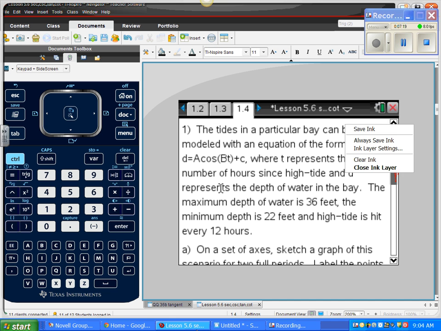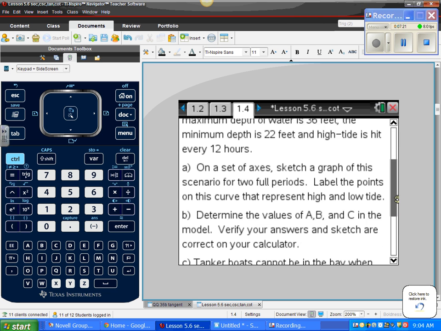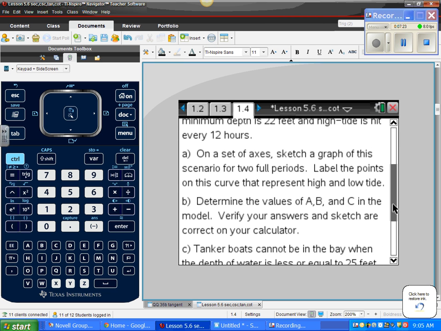On a set of axes, we are going to sketch the graph of the scenario for 2 full periods. We're going to verify, 2 full periods. We're going to label the points on the curve that represent high tide and low tide. So we want 2 full periods, right? So I know 1 period is what? 12. So how many am I going to have to go to? 24. All right, so we're going to sketch the curve.